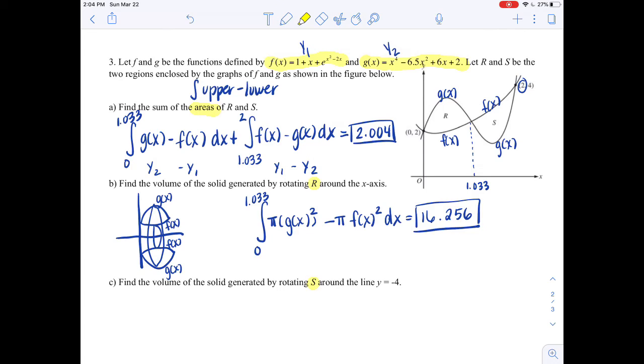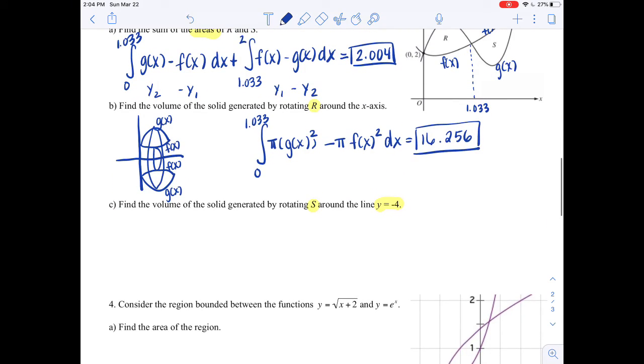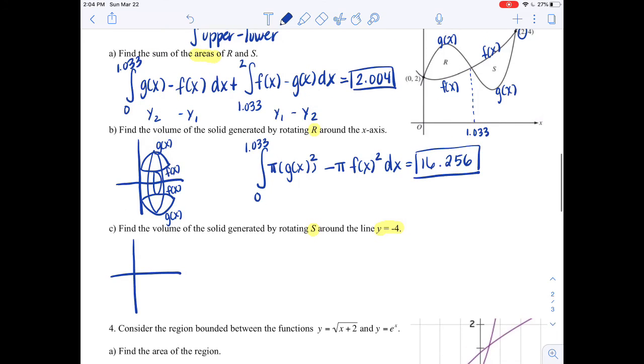Okay, now keep in mind what change is happening in the next one. You're now rotating S. You're not rotating R anymore. Okay, so notice that when you're in S, f of x and g of x are switched. You're also not rotating around just the x-axis. You're rotating around the line y equals -4. So think back to what I mentioned earlier in this lesson. So I would start like I mentioned before. Sketch what your region looks like. Okay, so here's your region S. Draw that region being reflected over the x-axis.